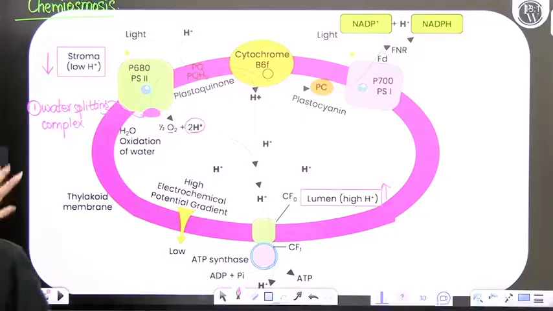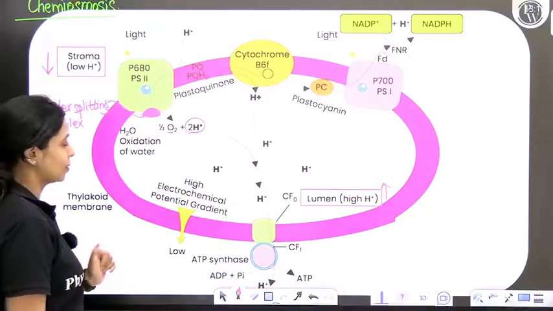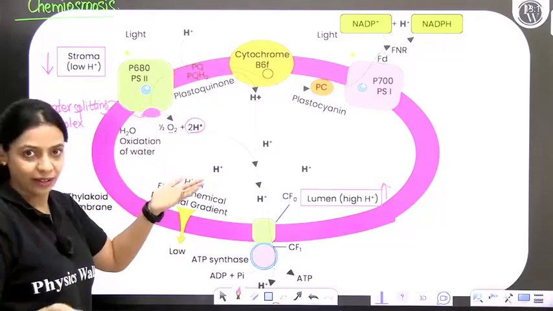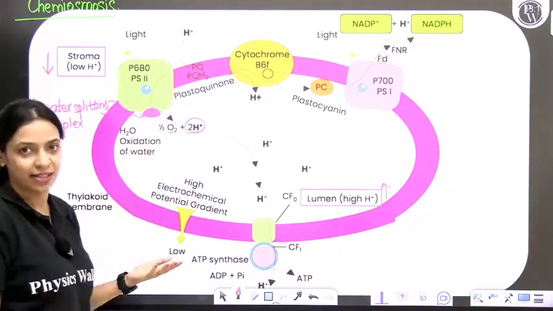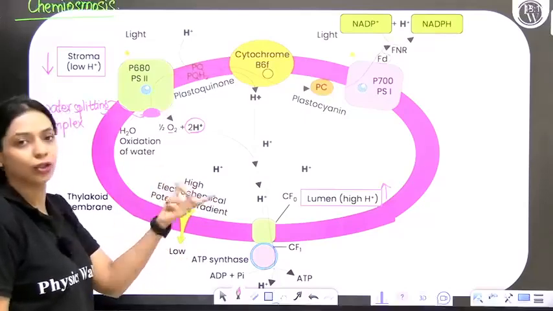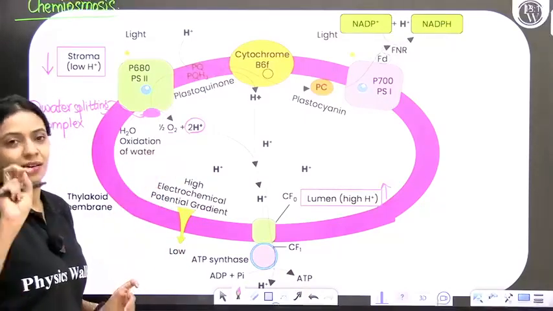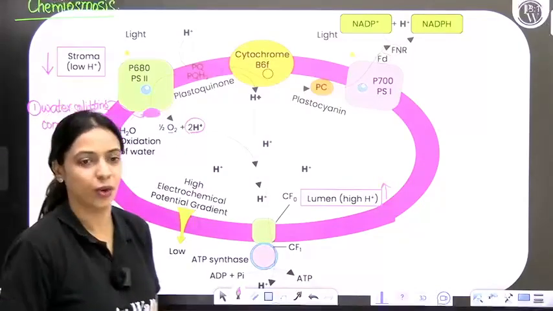Now, because of splitting of water, protons are getting generated. Protons are increasing in number in the lumen. That is one reason why there are more protons in the lumen. Let's understand the second reason. Just 1 minute.